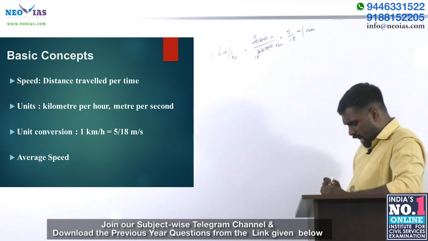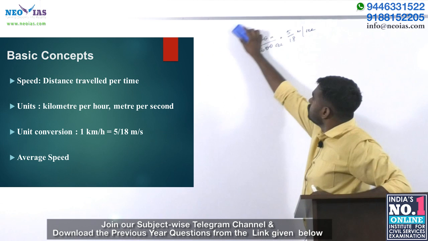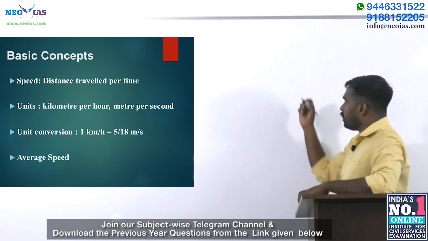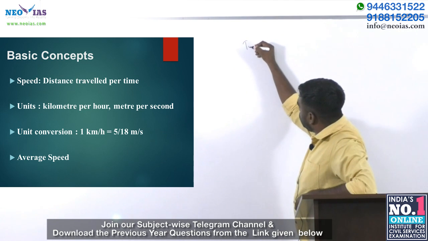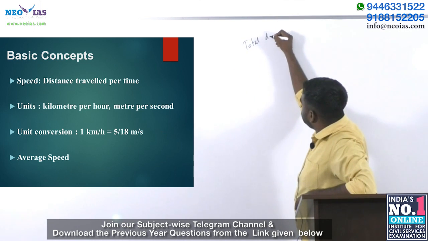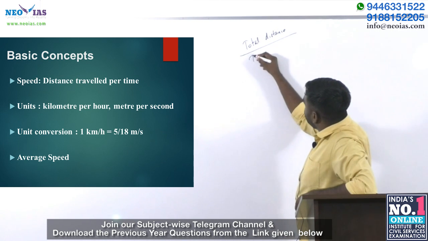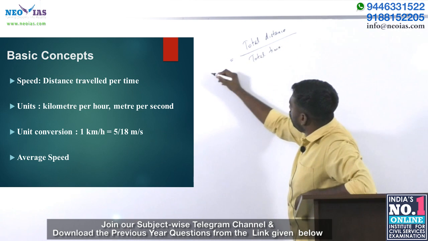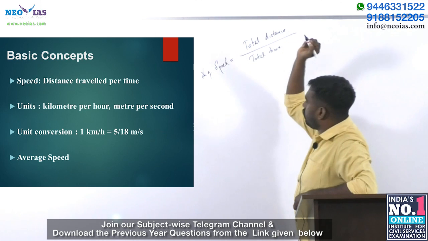And the concept of average speed. How will you take the case of average speed? There is a basic idea that while we answer the case of average speed, total distance by total time will give you the average speed, right.